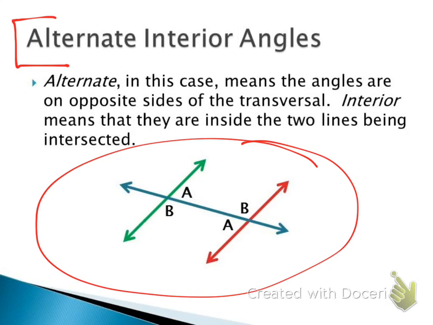For example, corresponding angles, they're in corresponding positions, the same position. Alternate interior. Alternate means different sides of the transversal. So do you see how the A's are on different sides of the transversal? The B's are on different sides of the transversal. So alternate means different sides of the transversal. Interior means inside the other two lines. So alternate sides of the transversal inside your other lines. So alternate interior. Any questions on this one?